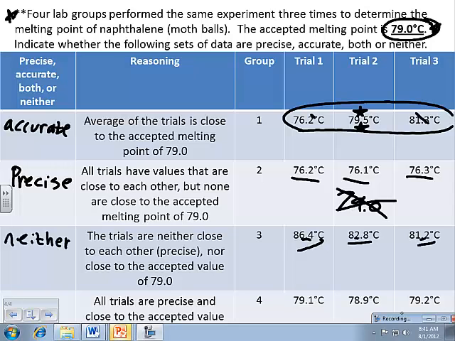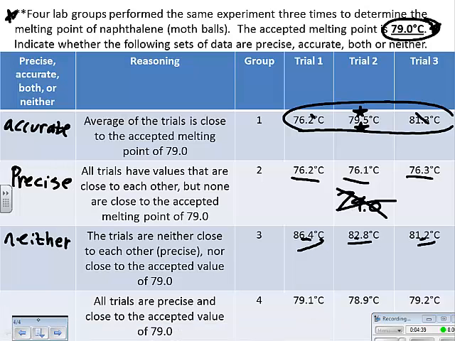And then our last one, you have 79.1, you have 78.9, and you have 79.2. All very close to 79.0. So definitely we're going to call that accurate. And then they're all within 0.1 degrees Celsius of each other again, so we're going to call that accurate and precise. And just so I don't have to write a whole lot, we're going to say both.